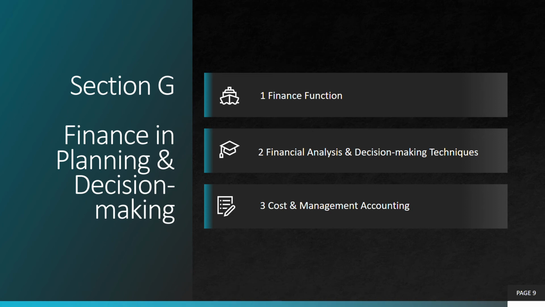In this section, you can expect numerics. You can expect numbers. You can expect calculations. The calculation will not be so much in detail, right? But you should know. The calculation could be from anywhere. It could be from your F9 papers, it could be from your F8 papers, it could be from your F5 papers, performance management, right? So first we are going to discuss the finance function, then we are going to do financial analysis and the decision-making techniques.